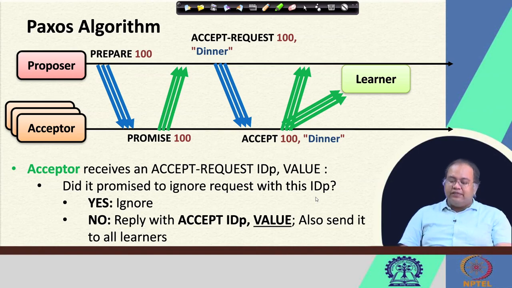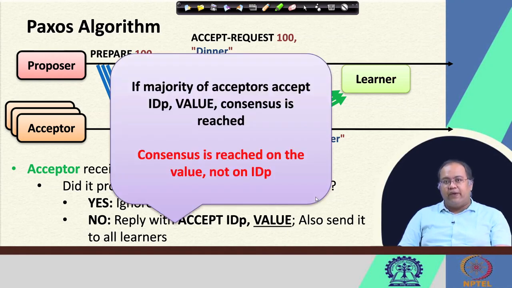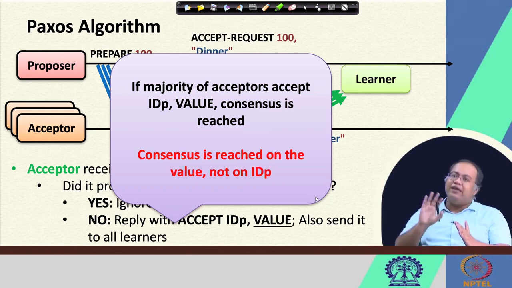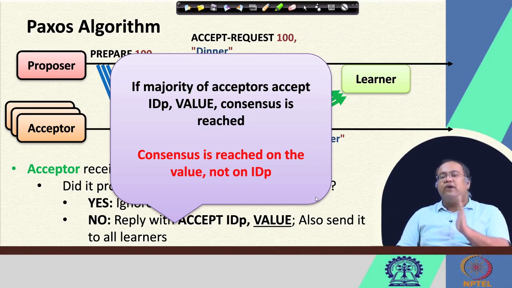Well, when this accept message is being sent, the accept message basically says that we are reaching consensus on this value, dinner. If a majority of the acceptors accept the ID and value, then consensus is reached. Again, I am repeating that the consensus is reached on the value, not on the state, because the state might progress further. But once a majority have agreed upon a value, even if the state gets progressed, the value does not get changed.